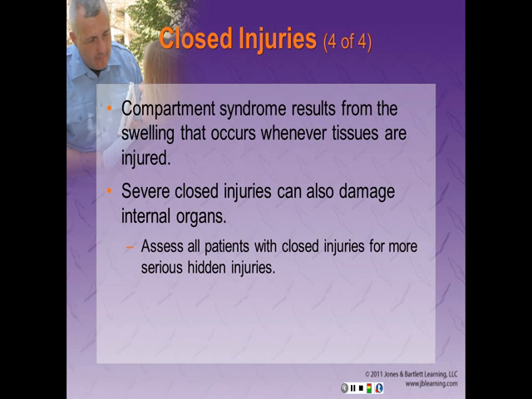Compartment syndrome results from the swelling that occurs whenever tissues are injured. The cells that are injured leak watery fluid into the spaces between the cells. The pressure of the fluid may become great enough to compress the tissue and cause further damage, and the hallmark sign is pain out of proportion to the injury.